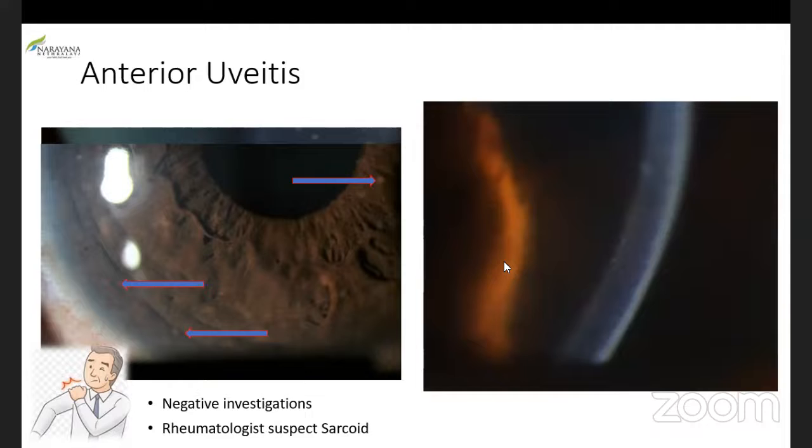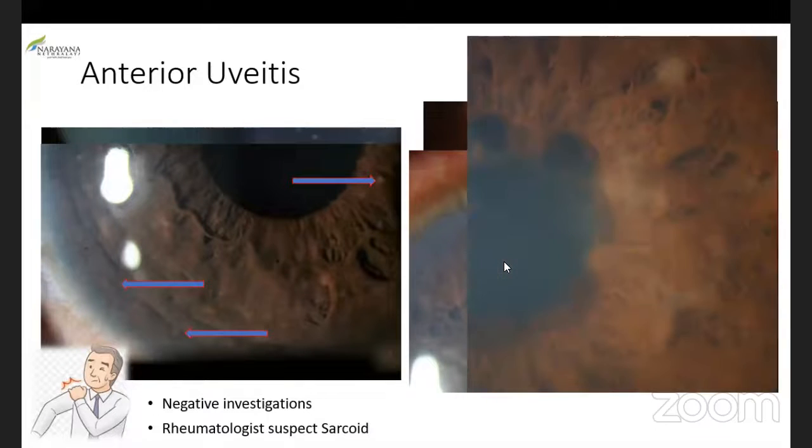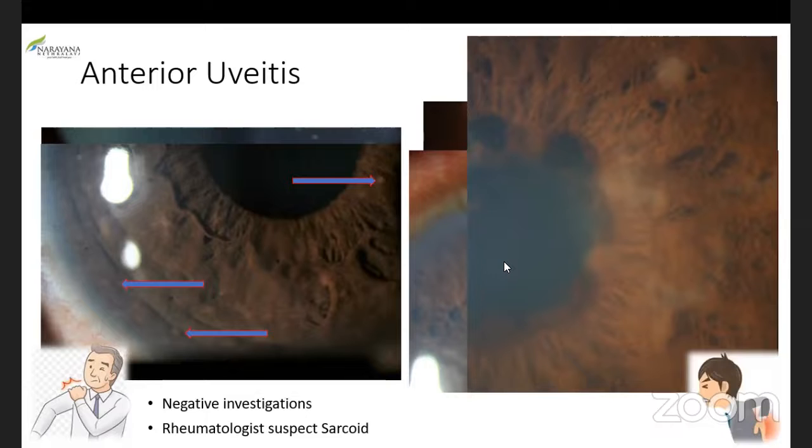Whereas in non-granulomatous, the KPs will look like this. There will be just endothelial dusting, very small in size. The patient also has a fibrinous reaction. If you look carefully, that whitish thing is not a Busacca nodule, it's a thick fibrin sitting on the iris. This patient has back pain and is positive for HLA-B27, and the rheumatologist has confirmed the diagnosis of spondylitis. So this is how granulomatous and non-granulomatous anterior uveitis look.